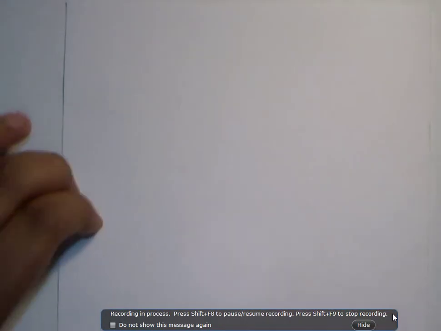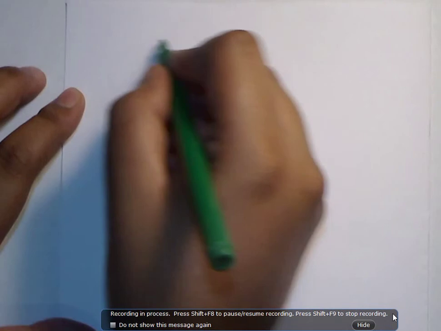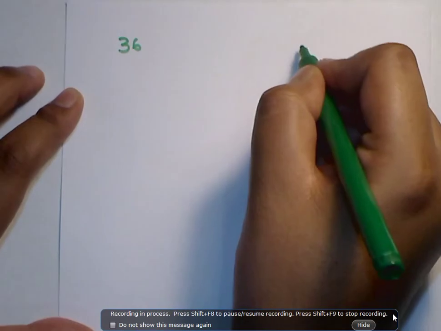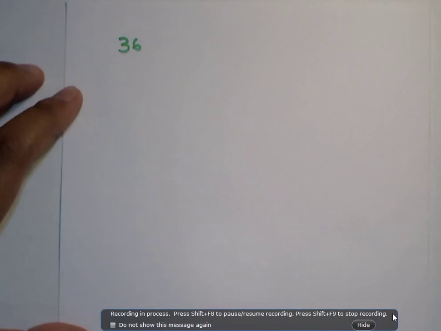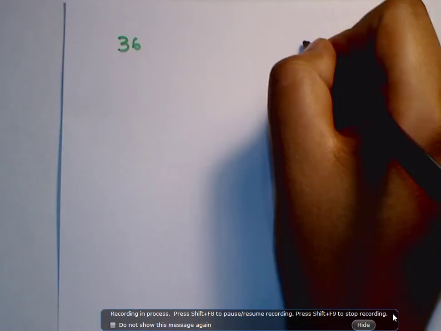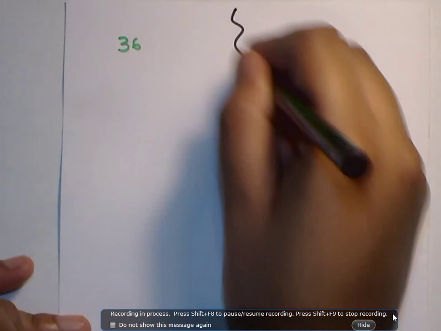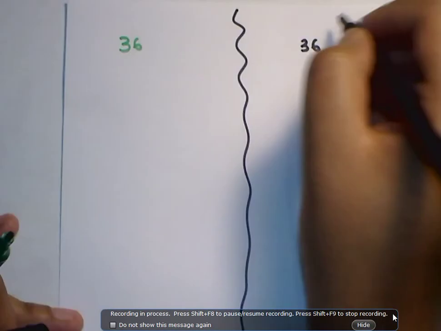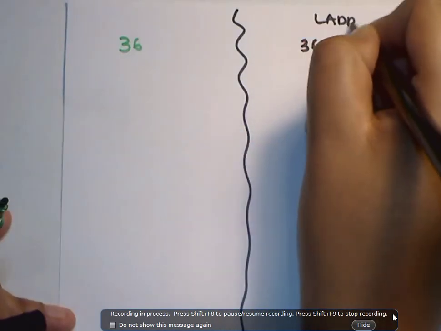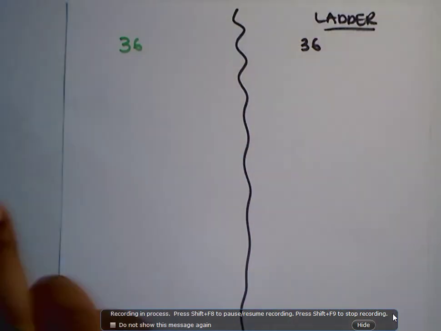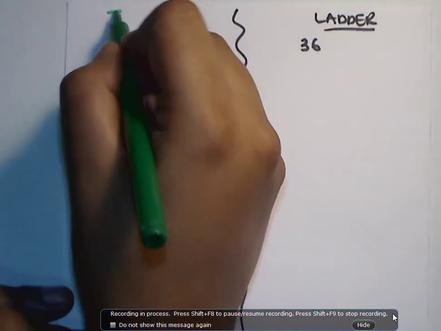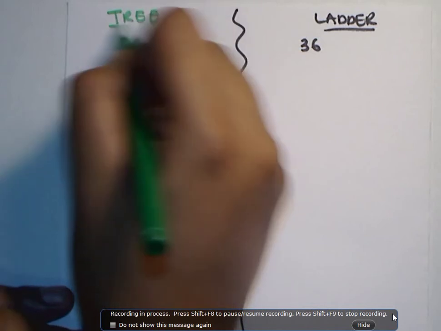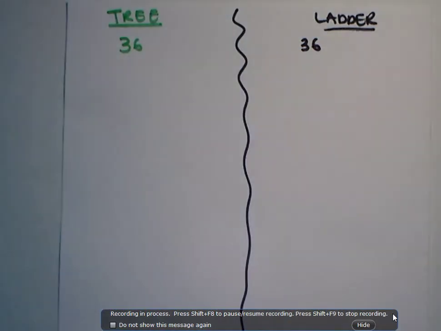So a factor tree. If I have the number 36, I'm going to do it in two methods. Let me use two different colors so I don't get confused. So my one method is going to be my ladder method, and this is going to be my tree method. Now remember, we're doing prime factorization.